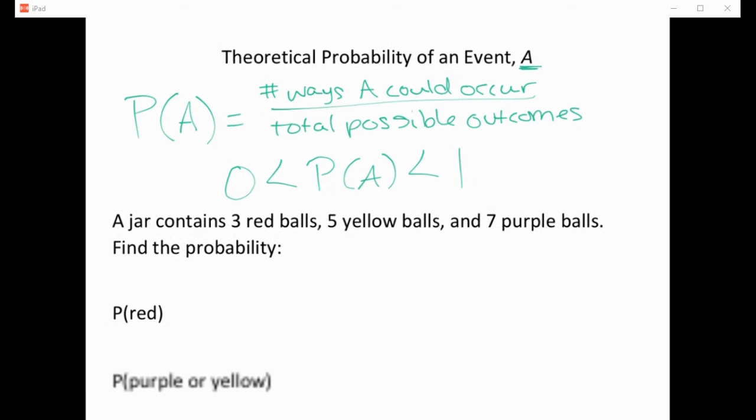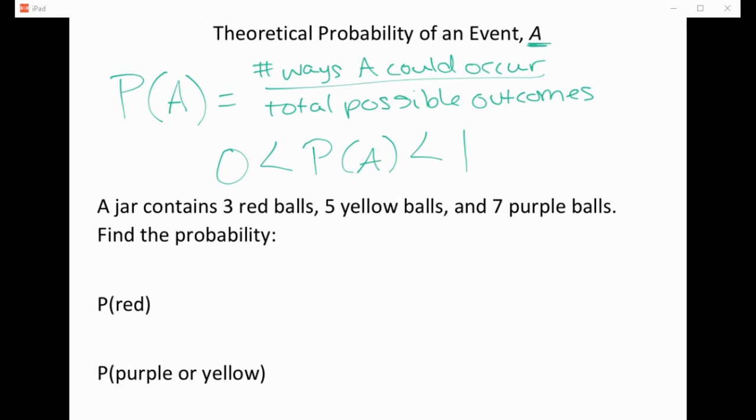An example would be, okay, we've got a jar. There's 3 red balls, 5 yellow balls, and 7 purple balls. To find the probability of red, well, there's 3 red balls, so that's the event. There's 3 possible times that the event could occur. In total, there's 15. So the probability of red is 3 over 15, which is 0.2 or 20%.